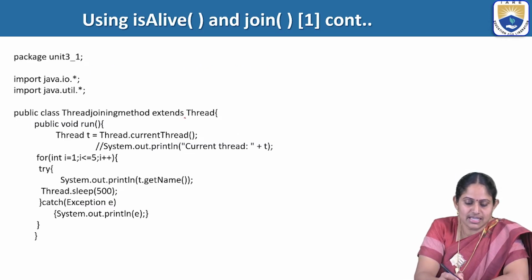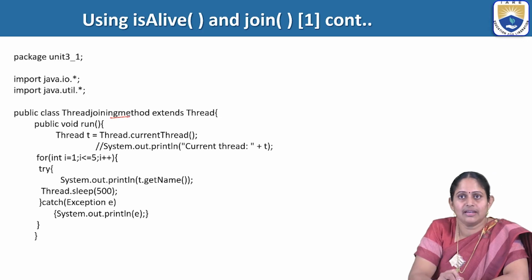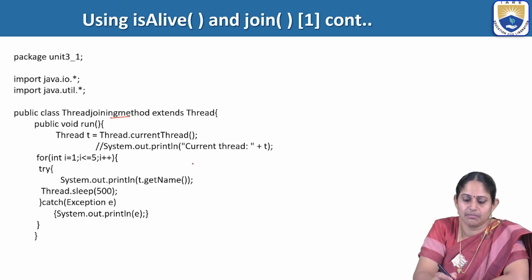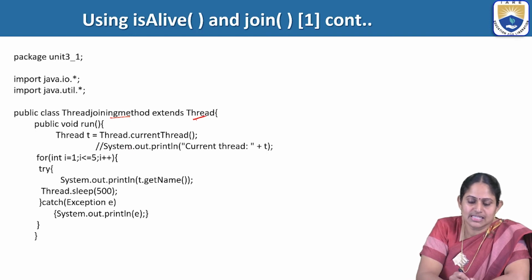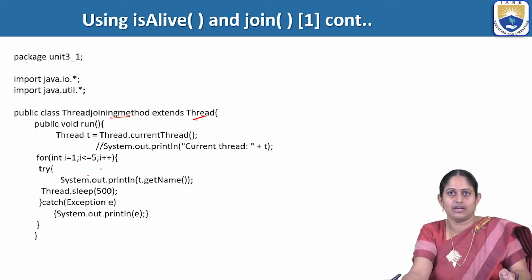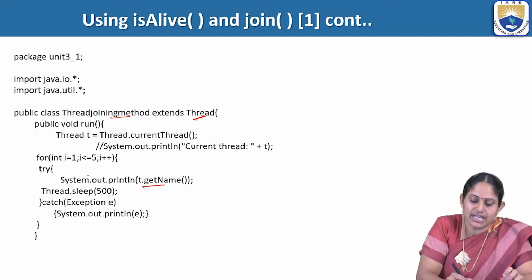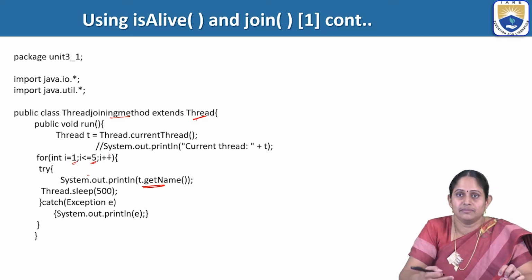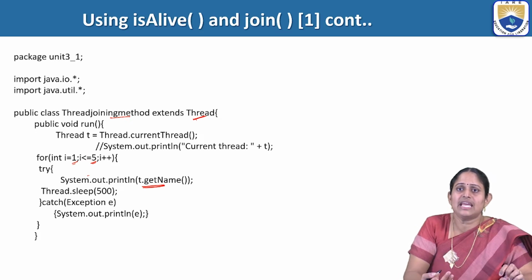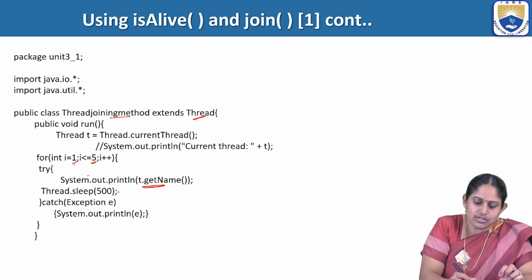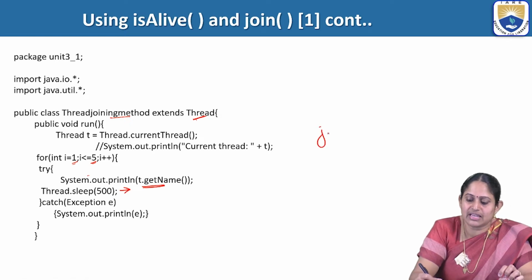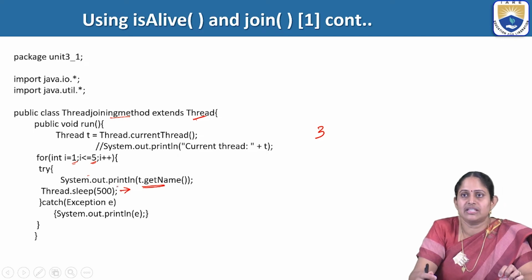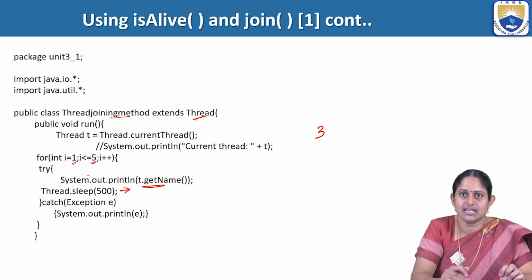In this case, we are creating a thread named ThreadJoiningMethod by extending Thread, and inside our run method we are making use of a for loop, and it will print the name of that executing thread five times, from 1 to 5. We also have the sleep method. So let's say we have 3 threads. When one thread goes to sleep, the other thread will start executing.